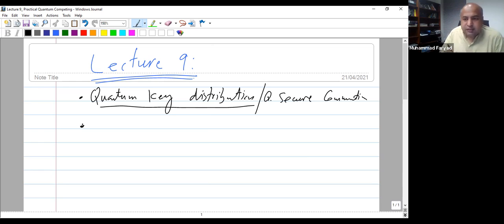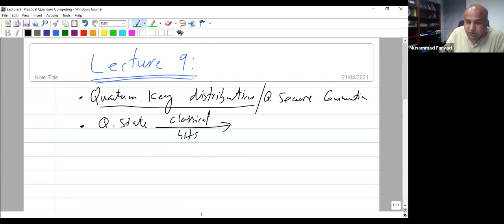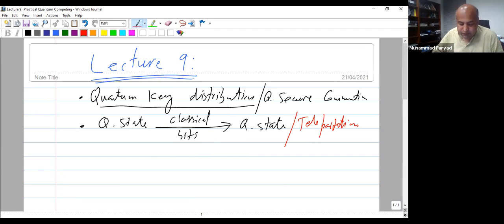The second thing that we will discuss related to this is how to transmit a quantum state of a qubit from one place to another place, but by using classical bits. That is, we use classical channels, classical ones and zeros. We transmit only that classical information from one place to another place, but using that classical information, we plan on sending a quantum state from one place to another place. This is called teleportation. And we will discuss both of them hopefully today.